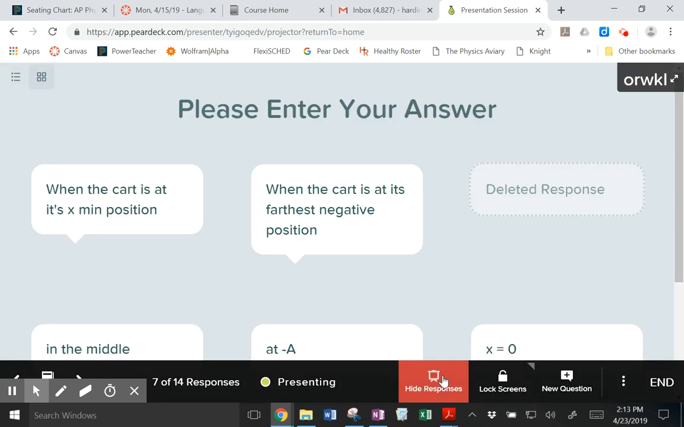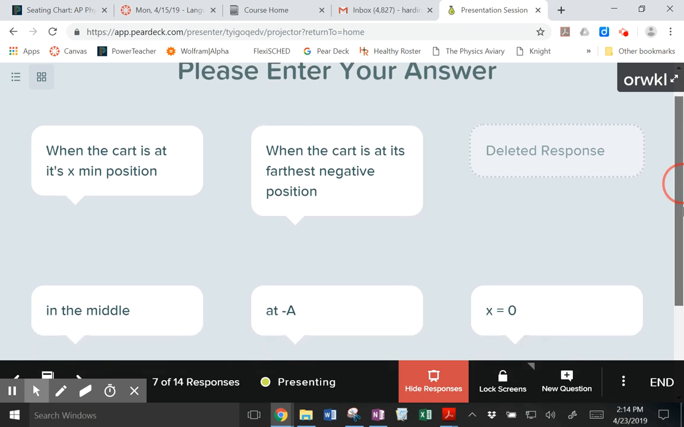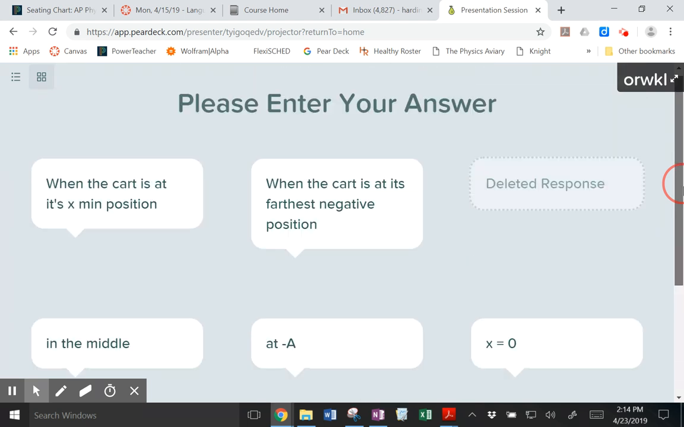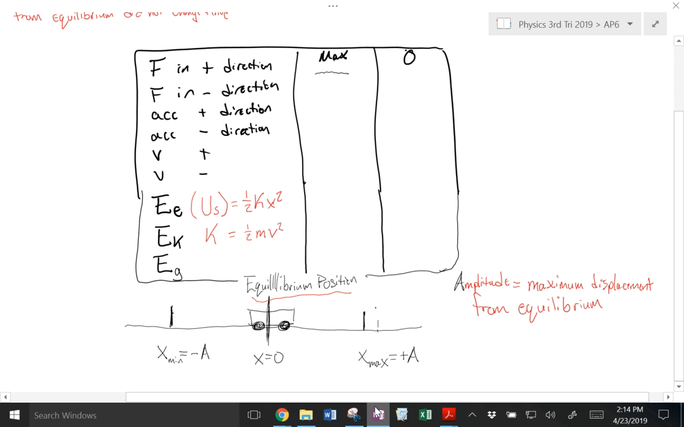All right. What are our friends saying on the internet? The card's at the X min position. Card's at its farthest negative position. In the middle at negative A, at position 0, X equals 0. So we're kind of split on this question of when is the force the most positive. We're talking about the F, if you will. When is it the greatest positive value? We seem to be pretty split between 0 and negative A. So please have a ponder with your neighbor there for a second. Talk to your neighbor.